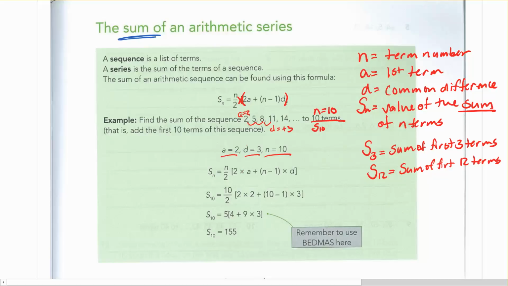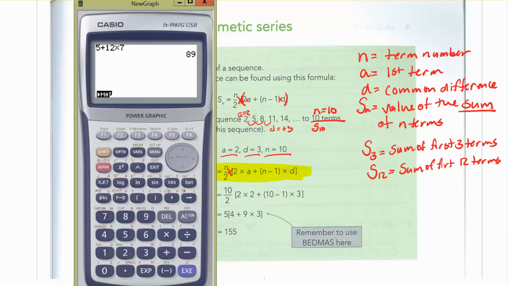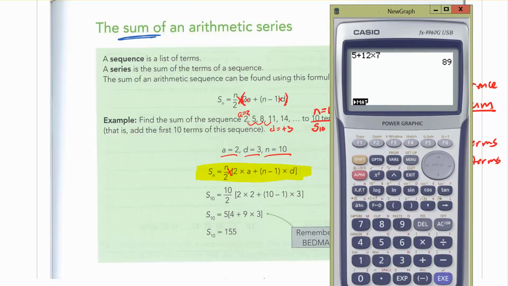There are invisible times signs between the a and after the bracket here as well, if you want to put those in. Some people find them helpful to remember, and you definitely want to get that times sign in here. So, important part of the formula to think about here, and make sure you're able to plug it in correctly.